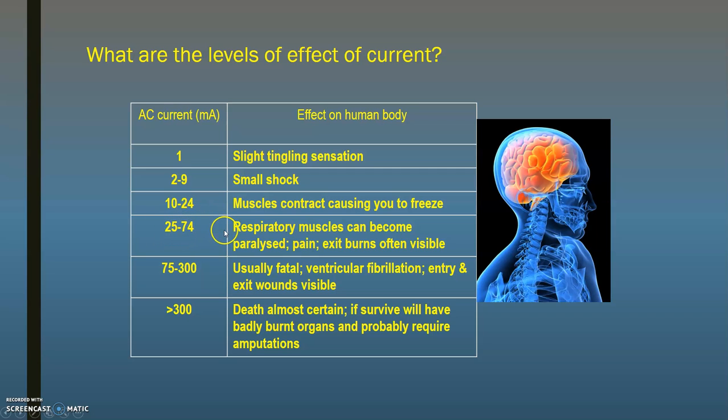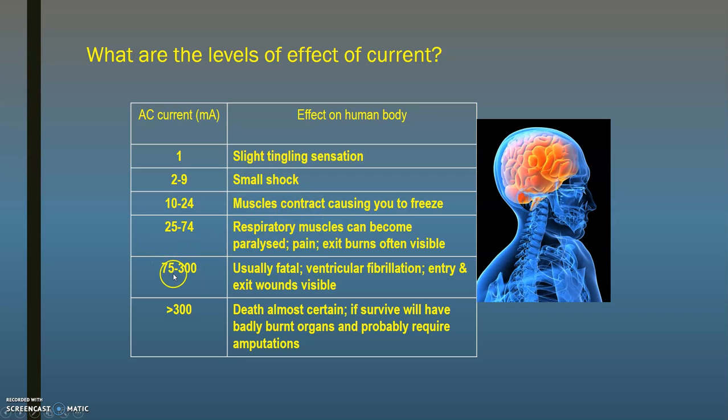25 to 74, you can have respiratory damage and paralysis, may cause pain and even burns. Tasers are going to be right in between this. They're going to be kind of on the 24. They want to constrict all the muscles in your body, but not your respiratory muscles.